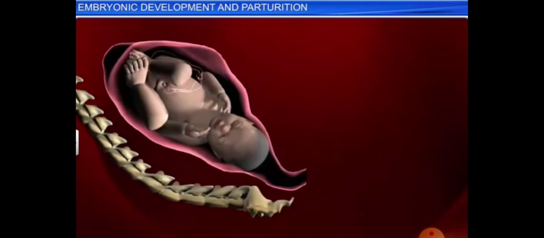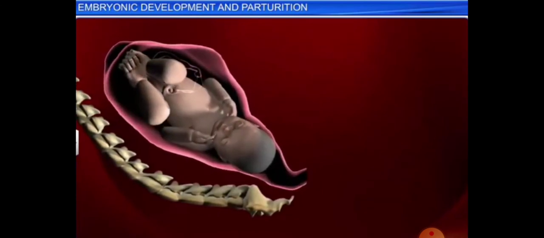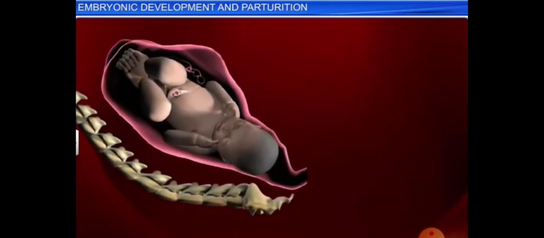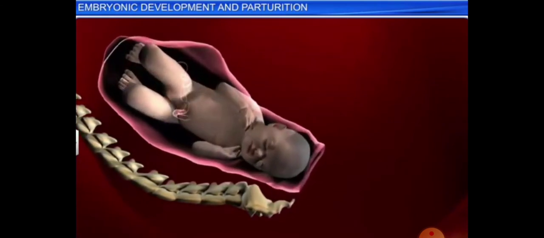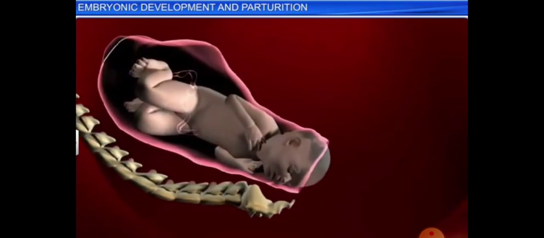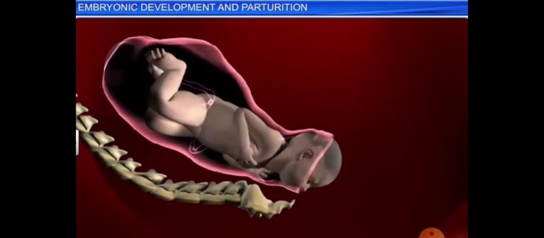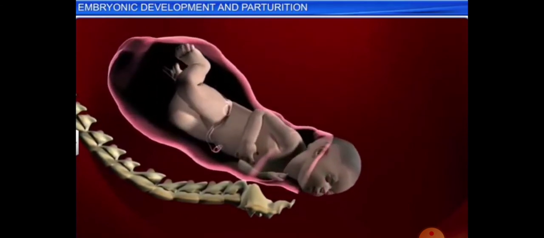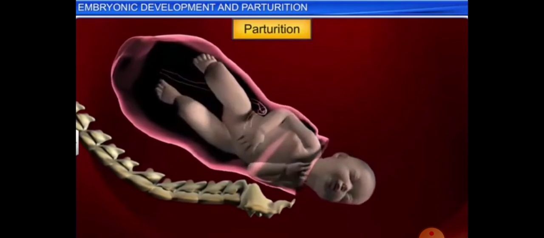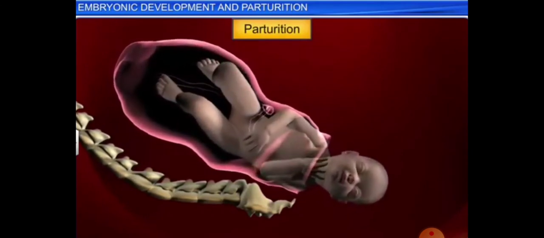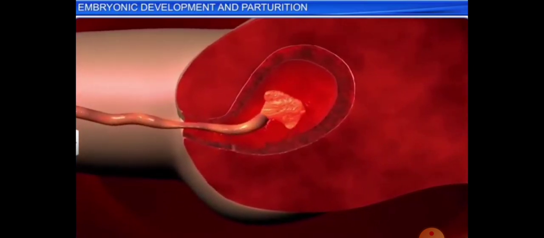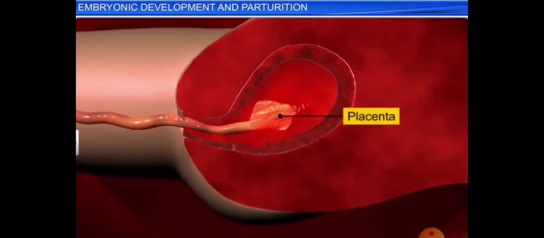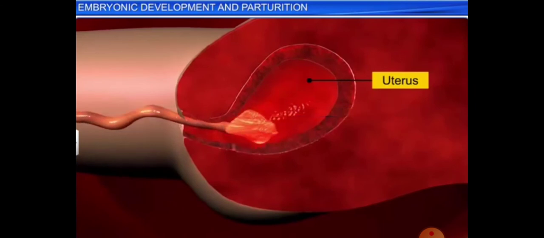The simultaneous uterine contractions and oxytocin release make the contractions stronger with every passing minute and ultimately result in the expulsion of the baby from the mother's uterus. This process of delivery of the fetus is called parturition. Immediately after the birth of the baby, the placenta is expelled from the uterus.